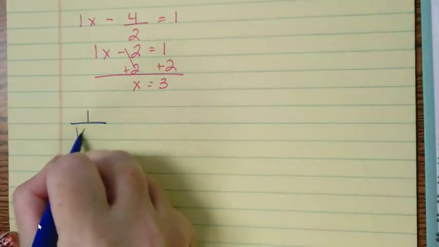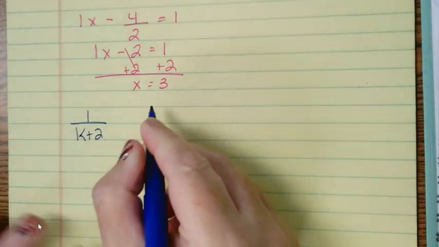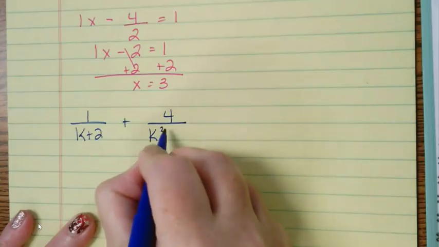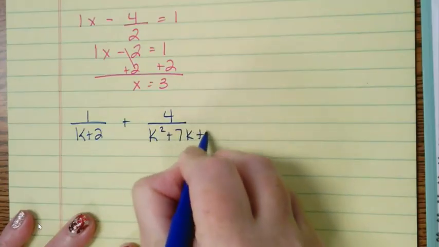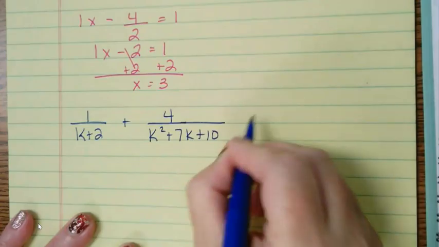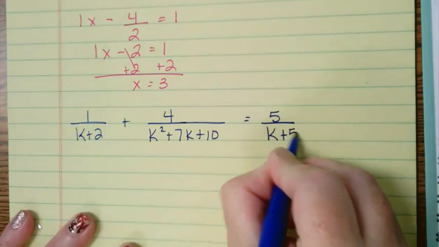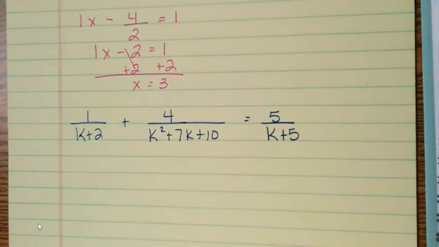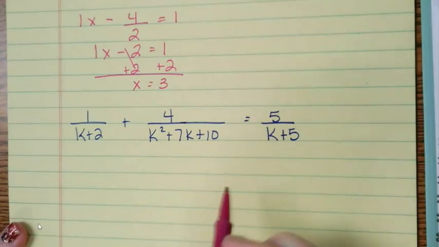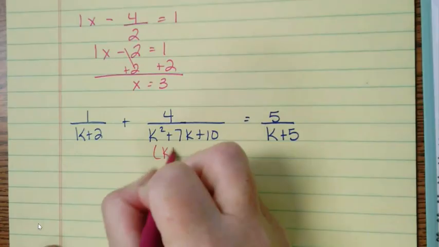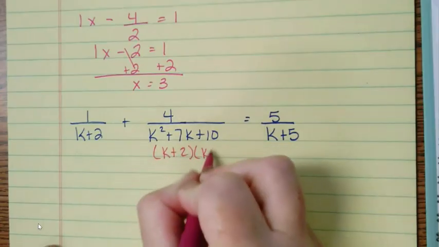1 over k plus 2 plus 4 over k squared plus 7k plus 10 equals 5 over k plus 5. Okay, so what we're going to do here is factor. And this one's nice. They have 2 factors. And you're in luck because this will factor to k plus 2 and k plus 5.